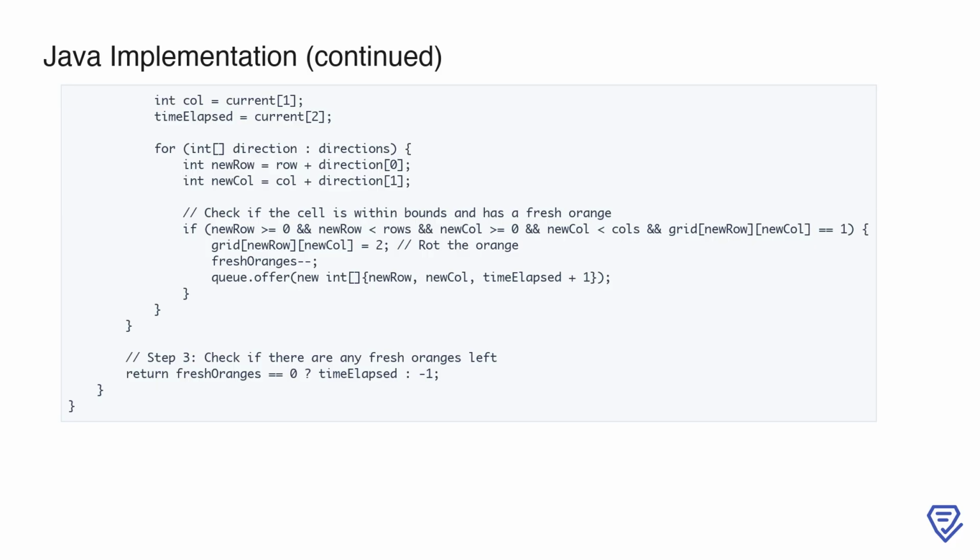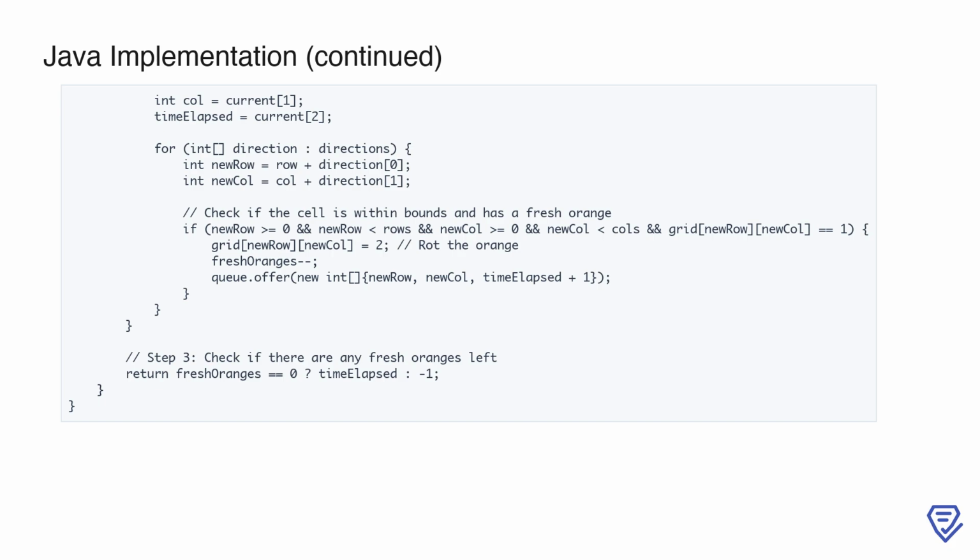For each rotten orange, we extract its position and the time it took to reach this orange. Then, we iterate over all 4 possible directions to determine the positions of adjacent cells. For each neighbor, we check whether it is within the grid boundaries and if it contains a fresh orange. If these conditions are met, we rot the fresh orange by updating its value to 2, decrement the fresh oranges count, and add the new position along with the updated time to the queue. This ensures that the rot continues spreading outward.